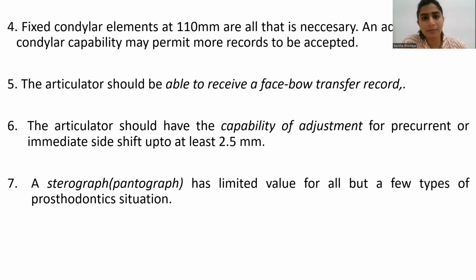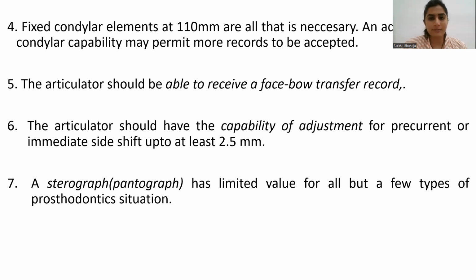The articulator should be able to receive a facebow transfer. Facebow transfer, definitely. The maxillary alignment is necessary. The articulator should have the capability of adjustment for progressive or immediate side shift up to at least 25. That is the Bennett movement. A stereograph has limited value for all but a few types of prosthodontic situations, whereas in full mouth rehabilitations and everything, you can use a pantograph.